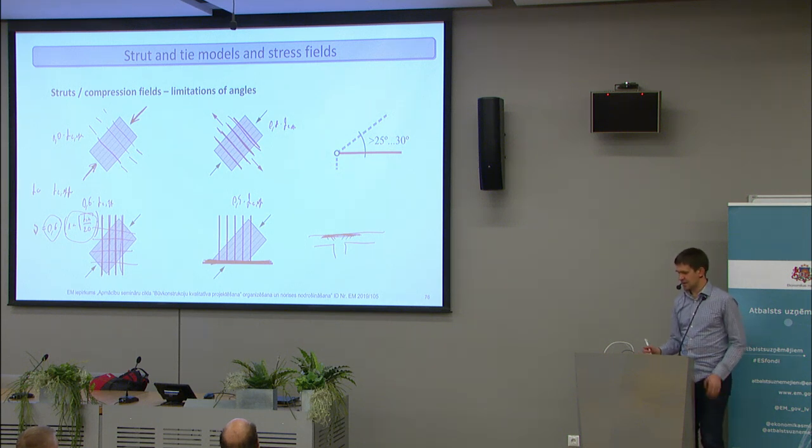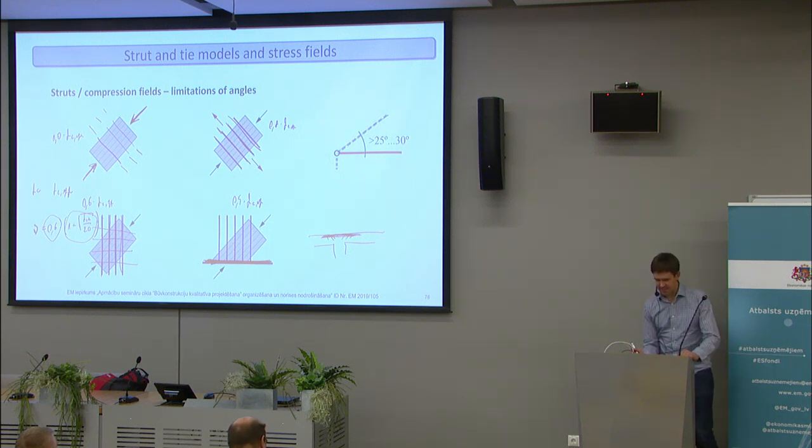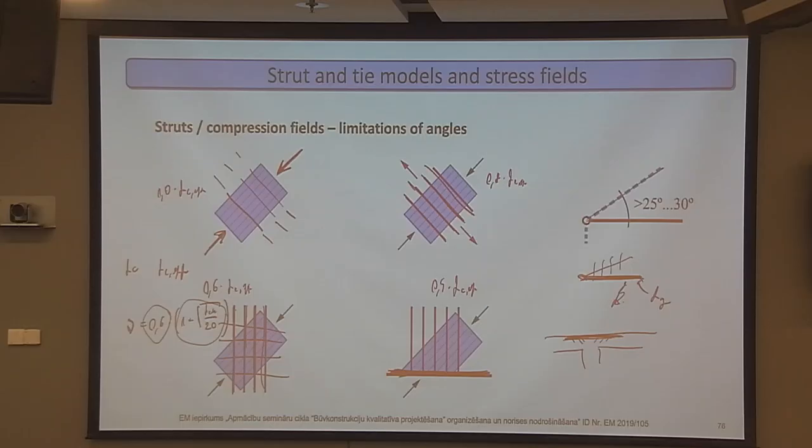And this also leads us to one practical limitation, what could be the angle between the compression field and the tension cords. The lower the angle, if we want to use this tension cord to its maximum capacity, so we want to have steel yield strength in this strut, then we would already weaken the compression strut so much. If the angle is very small, we would have to reduce the strength of concrete. So the practical limitation is that the angle between compression strut and the tension tie should not be less than about 25 degrees.